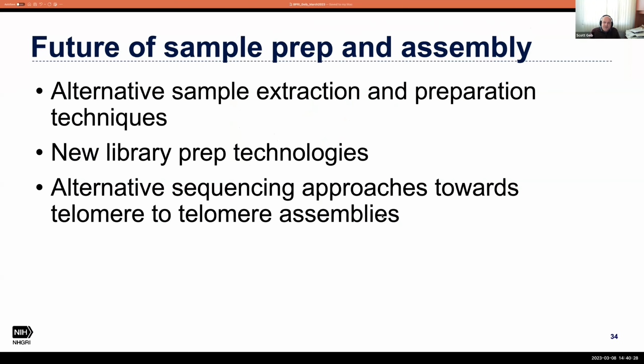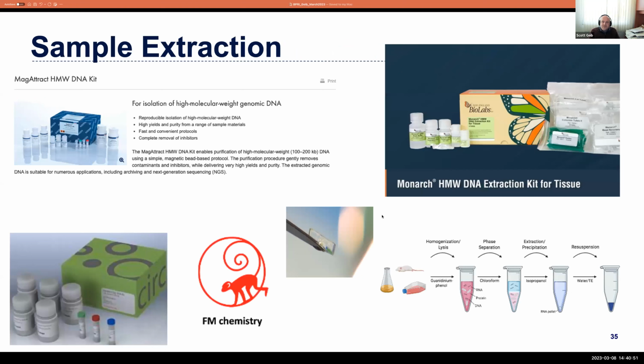So I just want to talk briefly about some of the futures of sample prep and assembly, or alternative ways you can do things. Alternative sample and extraction techniques exist. New library prep technologies exist. There are also alternative sequencing approaches. Telomere to telomere is kind of a jargony term right now that everybody needs to do a telomere to telomere assembly, and there are some sort of prescriptions for doing so.